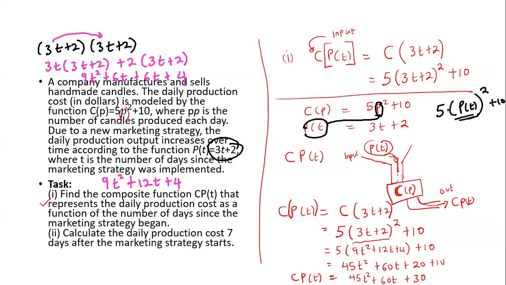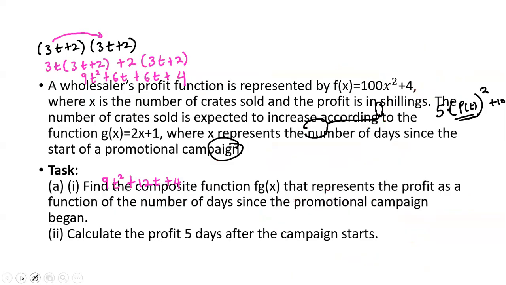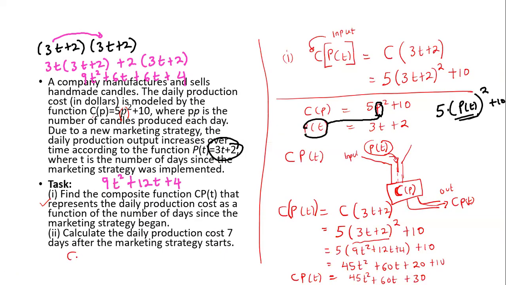Now, after obtaining that, we can go on to part 2, which says to calculate the daily production cost for 7 days after the marketing strategy starts. Remember, your t was the one representing the number of days. Now, what are we going to do? I want everyone here to substitute 7. So you're going to say my C of P of 7 is equal to 45 times 7 squared plus 60 times 7 plus 30. Can you come up with the answer?